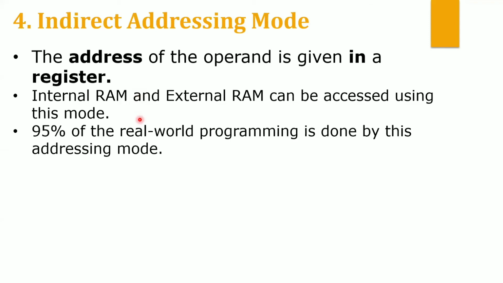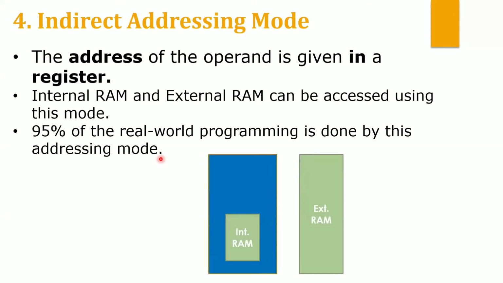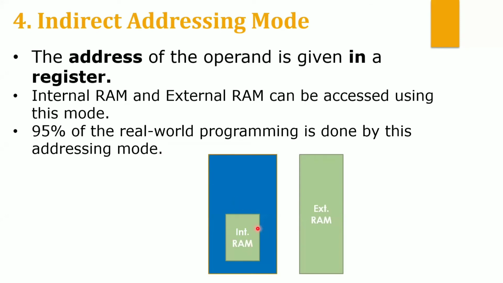Okay, now right now we are not writing any serious programming. If you want to do serious programming, we will use this addressing mode. 95% of real world programming is done by using this addressing mode. Okay, why? I will explain with a practical example at the end of this addressing mode. Okay, so please pay attention. Now that means I can access both internal RAM as well as external RAM. So you know that internal RAM is inside your microcontroller. External RAM is present outside of your microcontroller. The blue box is your microcontroller, right?